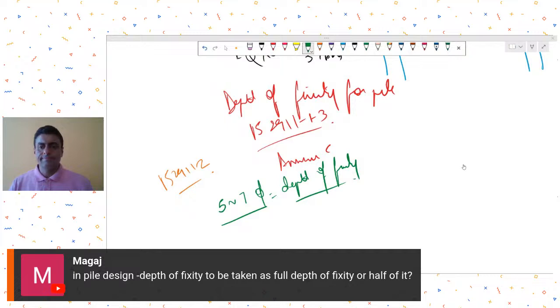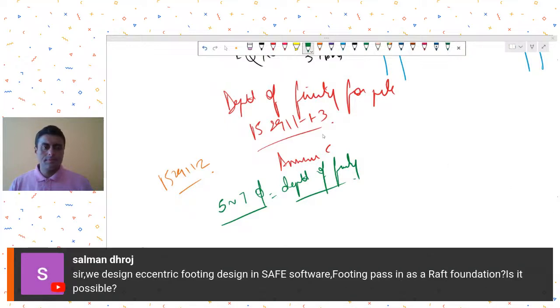Okay, good. Engineer Salman Roj is asking, we design eccentric footing in safe, footing pass in as raft foundation. Is it possible? No, eccentric footing if you are doing in safe, I don't know what you mean by pass or fail, but you have to check the bearing pressure. So you need to ensure that bearing pressures are within the limit.